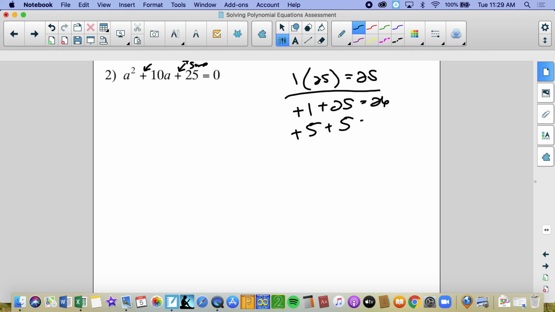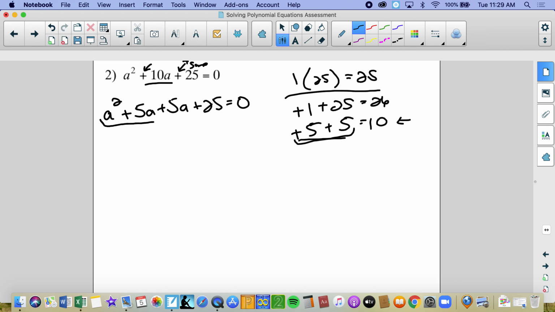That gives me 5 and 5, that gives me 10. This is equal to my middle value, so I'm going to use these 2 values for my b. I'm going to split my b into those 2 values. I got 5 and 5 from these 2 values. Plus 25 equals 0. And now I'm going to factor by grouping.